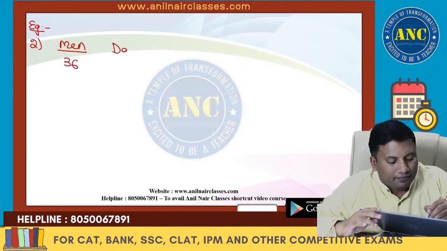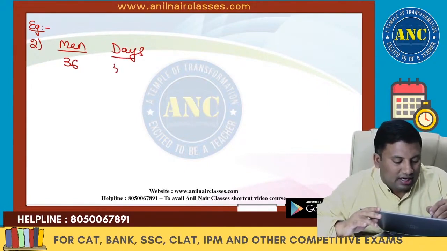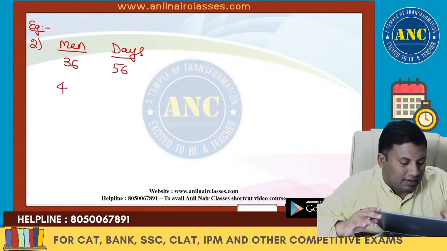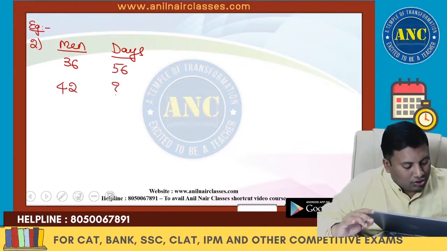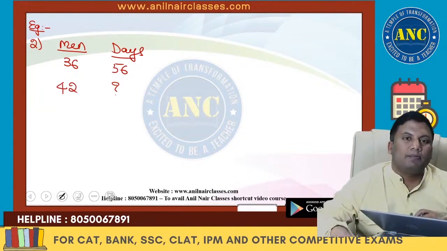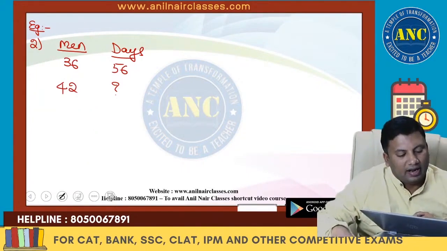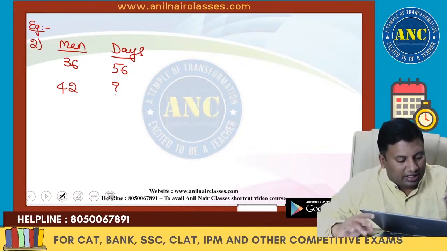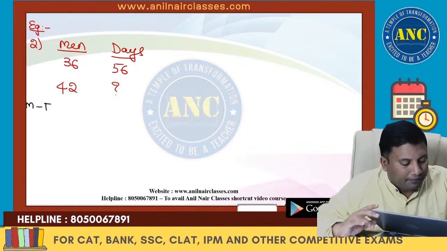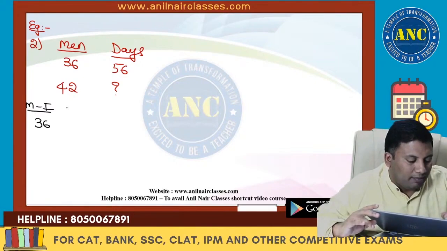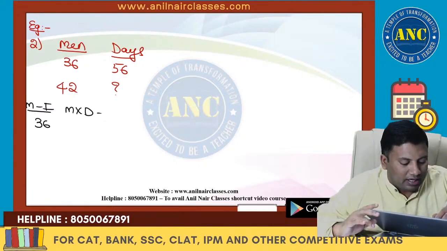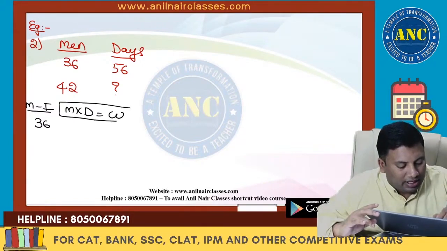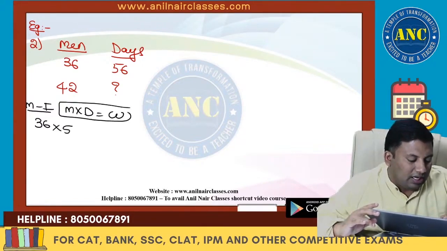Men 36, days 56. If it is 42 men, days will be how much? Those students who have not understood the first example, the second should be clear. 36, 56, 42. Method number 1, men into days equivalent to work. 36 into 56 equivalent to 42 into how much?